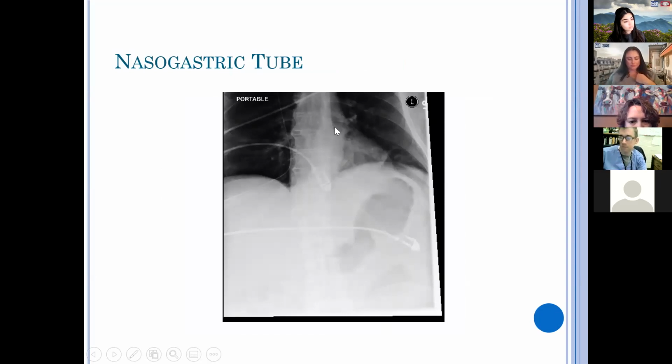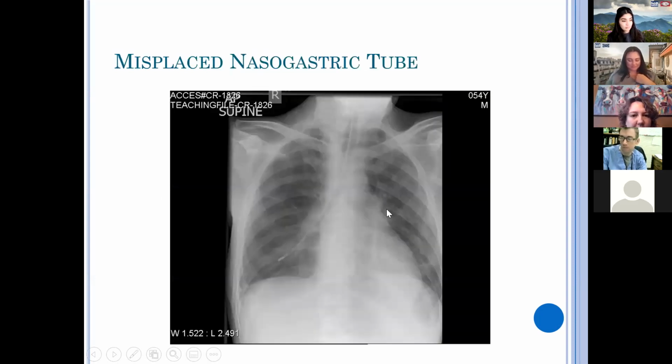Which is difficult to see on here, but it comes right in through here, I believe, and goes into the stomach. Sorry, that's not a very good image. I probably need to find a different one. This is a misplaced nasogastric tube, which is going in the trachea, past the carina, through the bronchus intermedius, and right down here into the bottom of the right lung. This is why we always get X-rays prior to starting tube feeds.